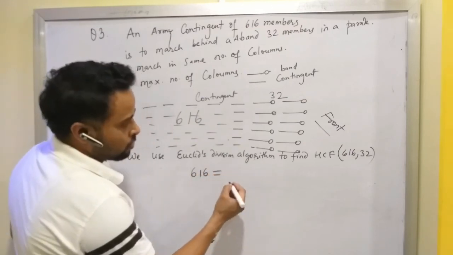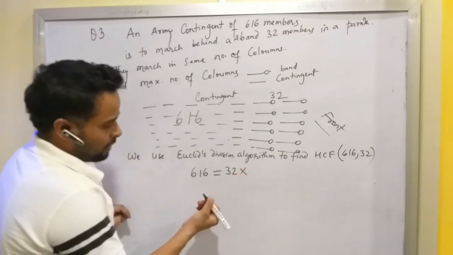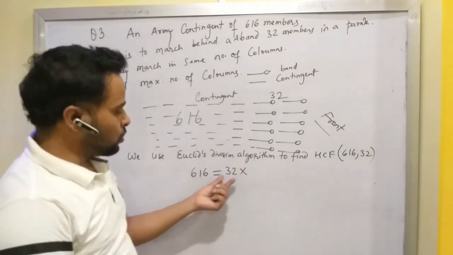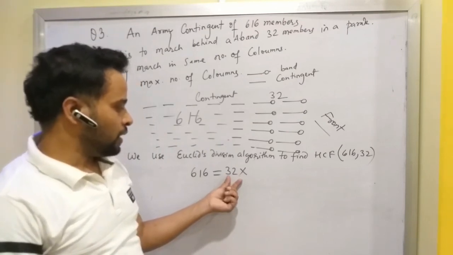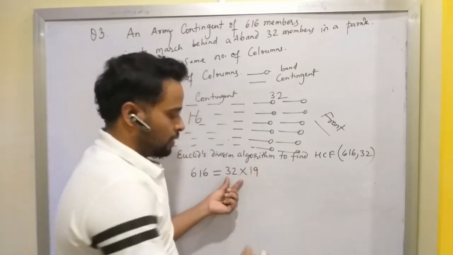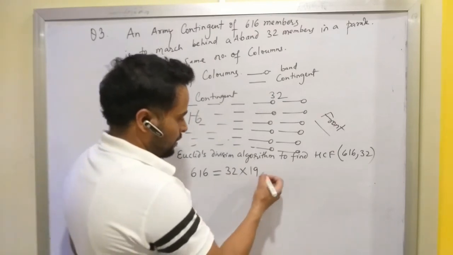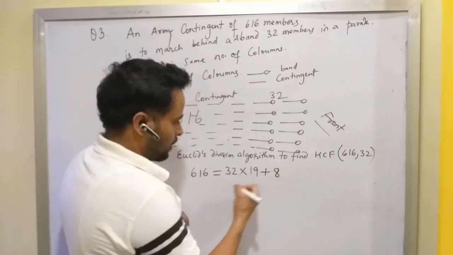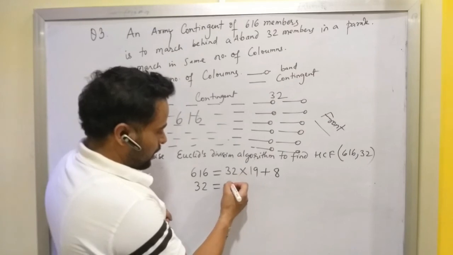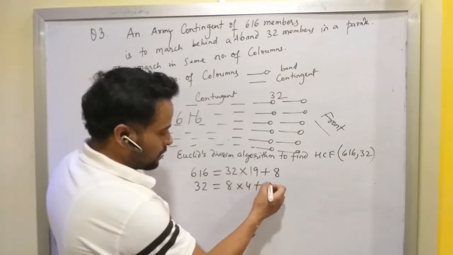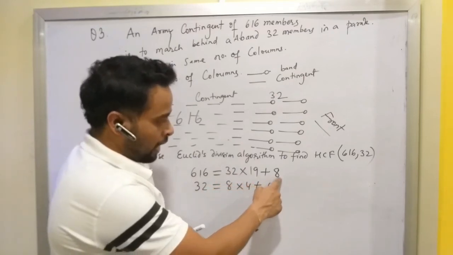616 equals to 32 into how many? 32 into 20 is 640, so it is 19. 640, if I reduce 32, then 608, 8 plus 8 it is coming. So I write 32 equals to 8 into 4 plus 0. What I have done, see, A equals to BQ plus R.